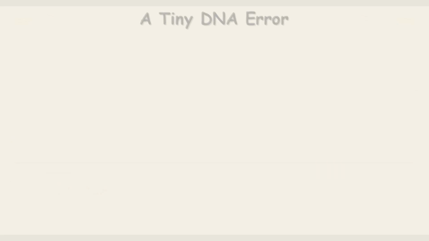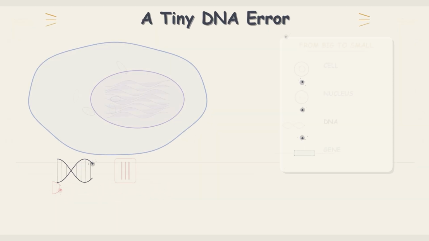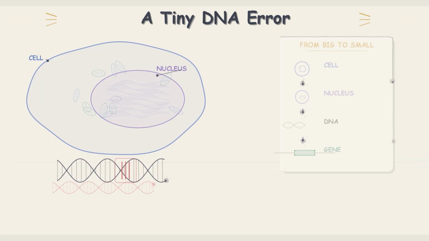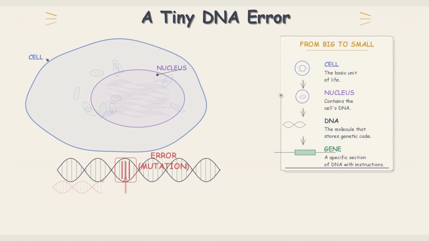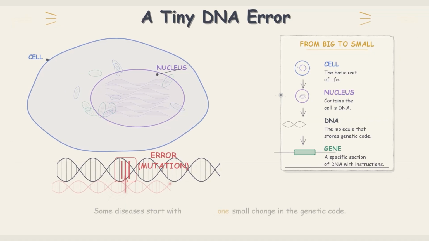Some diseases can begin with a tiny change in DNA. That small change can sit inside a gene, like a typo in an instruction. CRISPR is a way to find a chosen DNA address and edit it.